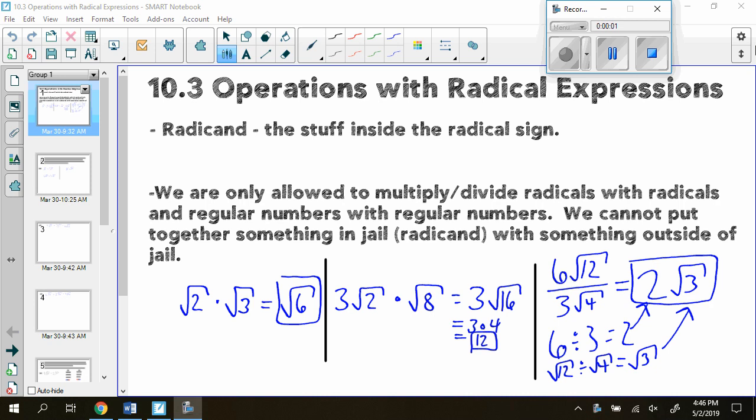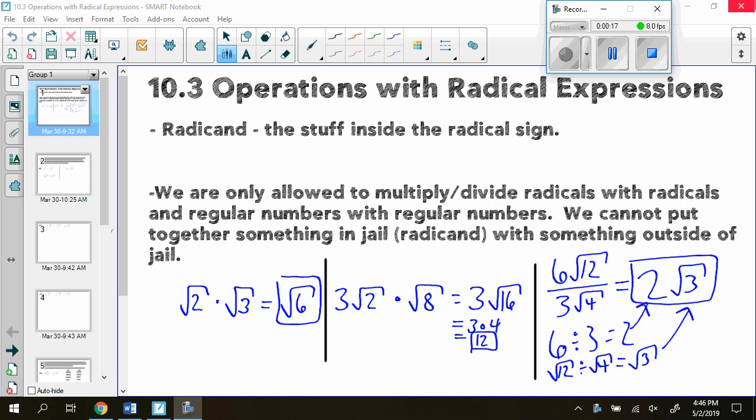Point three, operations with radical expressions. I think you'll find that we've highlighted or maybe briefly touched on a lot of these ideas today. So the three main things we're going to be doing: adding and subtracting radicals, and a little bit of multiplying as well.